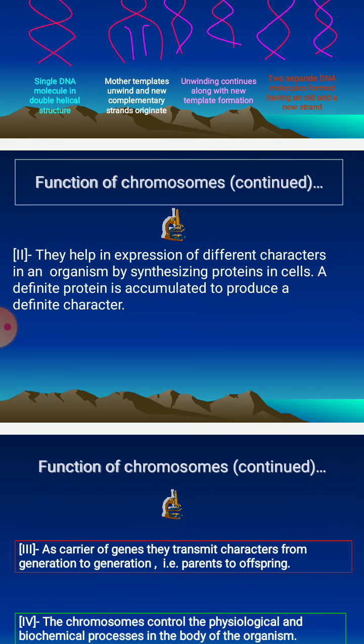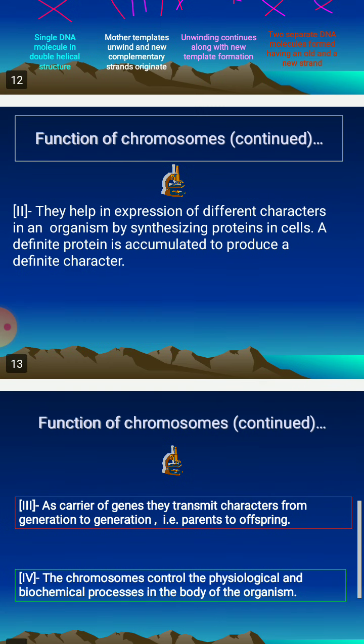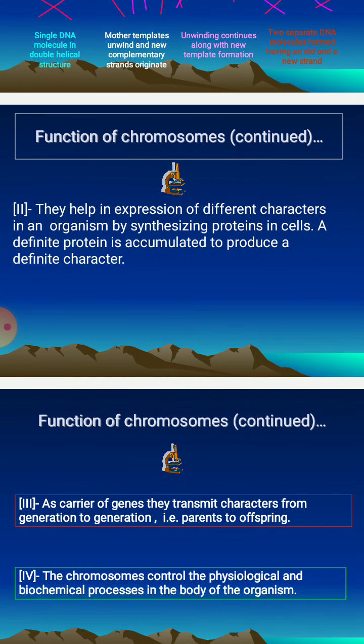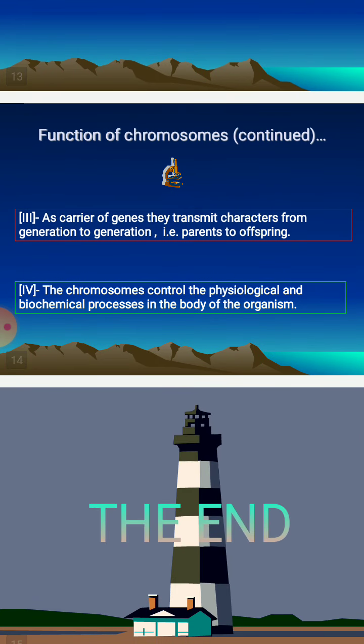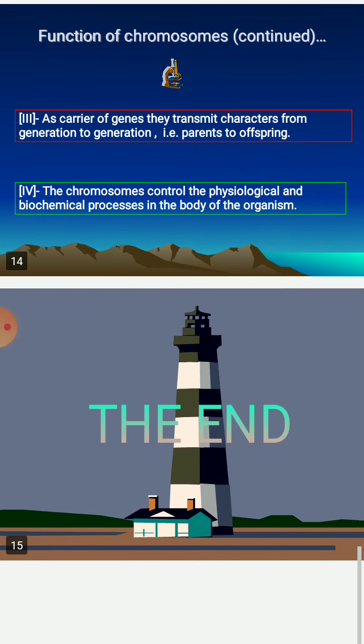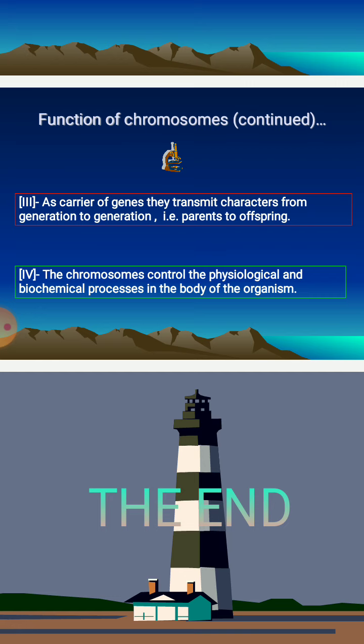Functions of chromosomes: they help in expression of different characters in an organism by synthesizing proteins in cells. A definite protein is synthesized to produce a definite character. Third function: as the carrier of genes, they transmit characters from generation to generation, from parents to offspring. The chromosomes control the physiological and biochemical processes in the body of the organism.